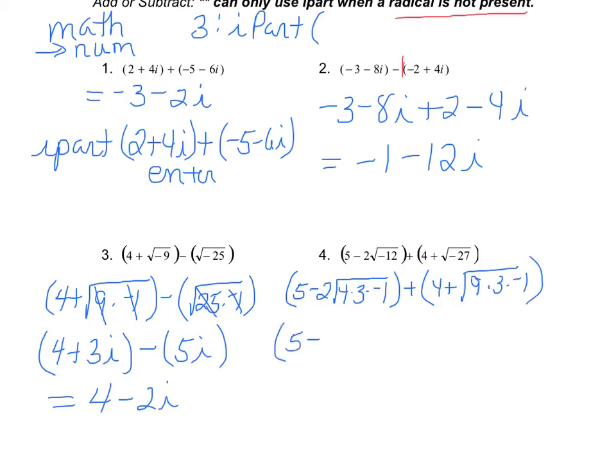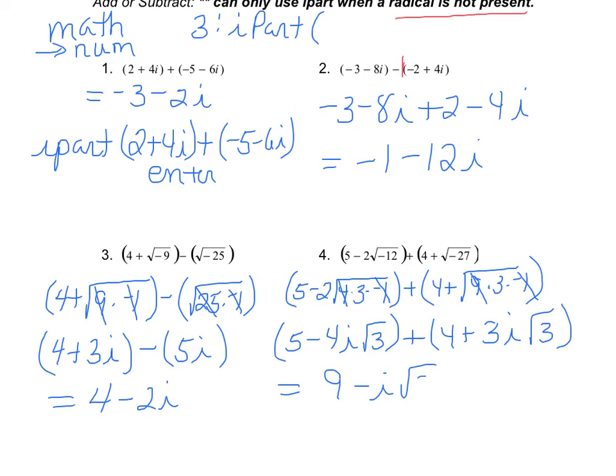Alright, let's see what we have here. 5 minus the square root of 4 is 2. 2 times the 2, I get a 4. Can't take the square root of 3. The square root of negative 1 is i, so I get 4i radical 3. Plus, parentheses, 4 plus the square root of 9 is 3. The square root of 3 I can't do. The square root of a negative 1 is i. 3i radical 3. I still can't use iPart because I have radicals present, but I can use brain power and combine like terms. 5 and 4 will give me 9. I have like radicals, so I can put them together. Negative 4i plus 3i radical 3 will give me a negative i radical 3, which really is a negative 1i radical 3, but we really don't need the 1.